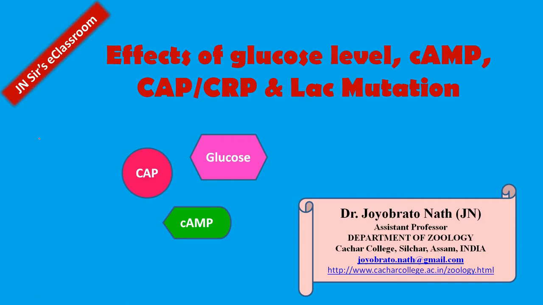Today we are going to understand the effects of glucose level, cyclic AMP and cAMP on Lac Operon. I will also discuss the consequences of mutation in different Lac genes, or the genes of Lac Operon. You can consider this video as a second part of my previous video on Lac Operon. For more details about the Lac Operon, when it will switch on and when it will switch off, you can check my video on Lac Operon.